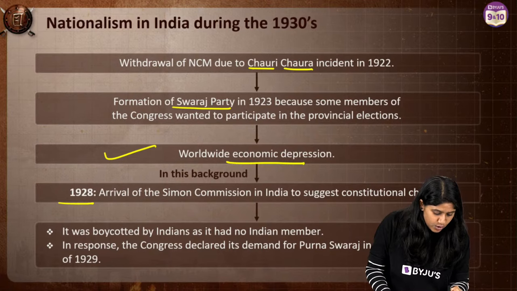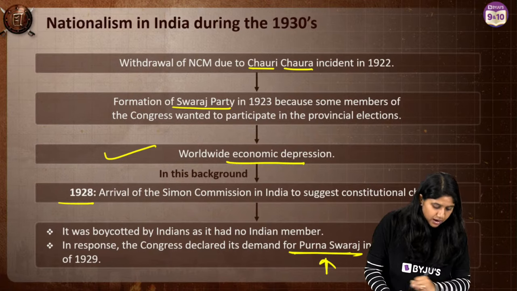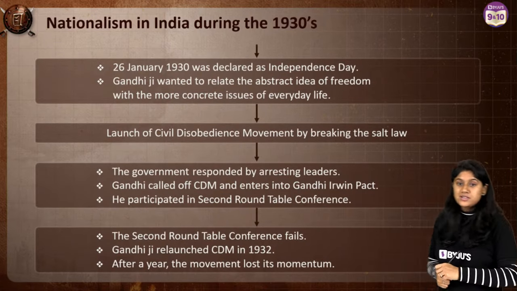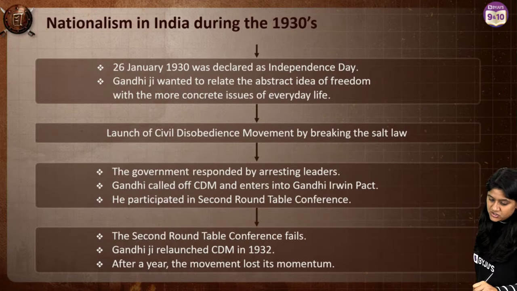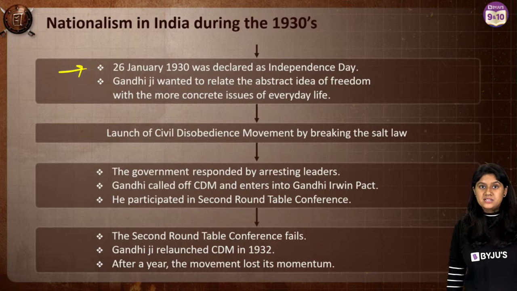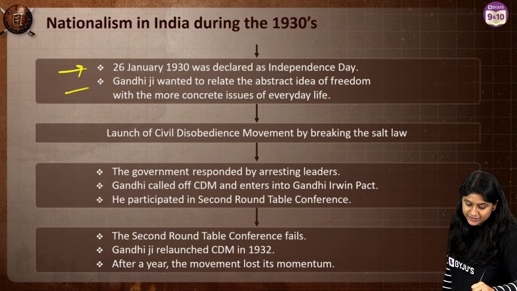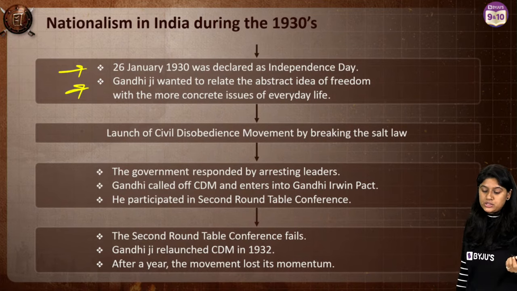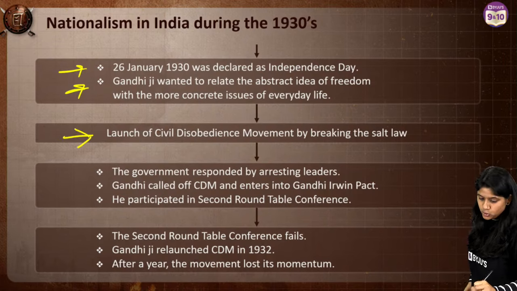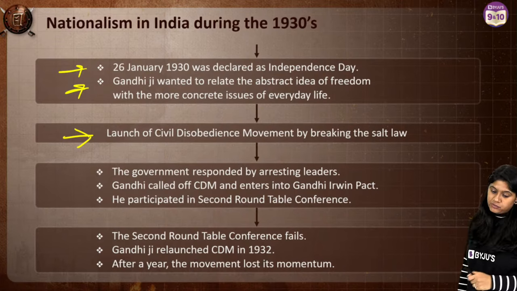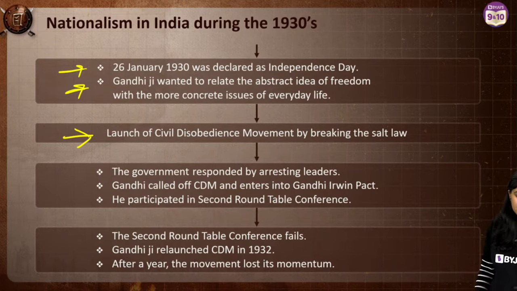the formation of the Purna Swaraj demand in the Lahore session in 1929. Then 26 January 1930 was declared as Independence Day, but nobody was aware of it, right? Nobody was aware of this. So Gandhiji wanted to make sure it was happening. So we saw the launch of the Civil Disobedience Movement by breaking the salt law. The salt law was broken, and it was the beginning of the CDM.